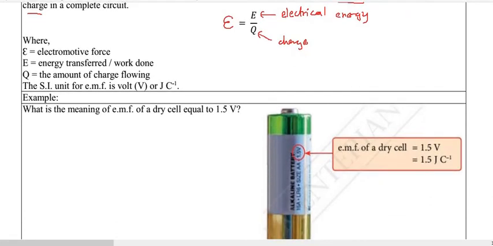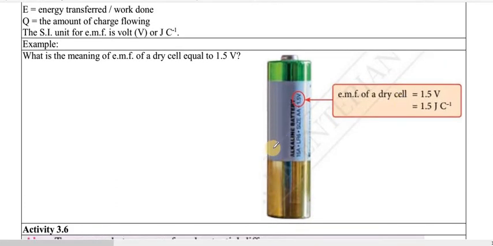You see, this is a power source, right? Not a battery. So this dry cell, the electromotive force of the dry cell is printed. It's labeled on the dry cell. So for example, this one is 1.5 volt. So 1.5 volt means 1.5 joule per coulomb. So what is the meaning of EMF of a dry cell equal to 1.5 volt?